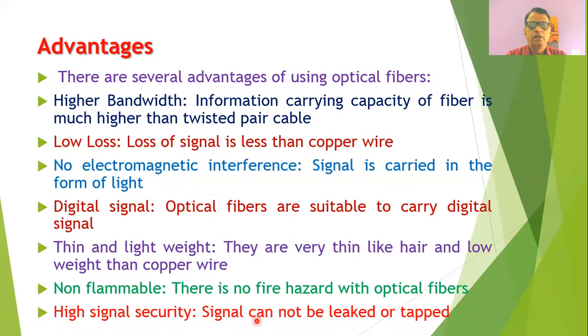Also, it is possible to have very high signal security when the signal is transmitted through the optical fiber cable, because this signal cannot be leaked. While when we transmit the signal through the copper wire, there are always chances that the signal will get leaked. But in case of optical fibers, there is no chance of signal leakage.